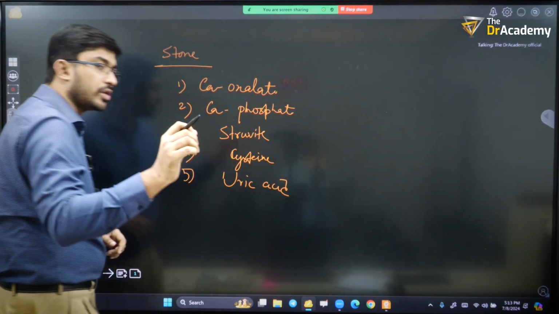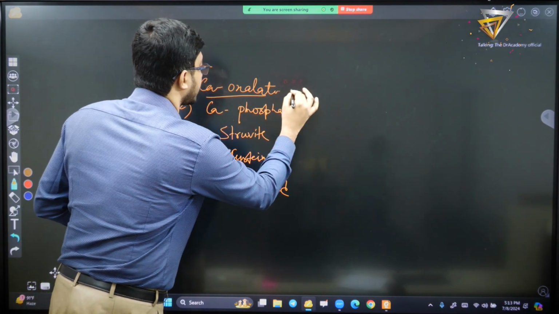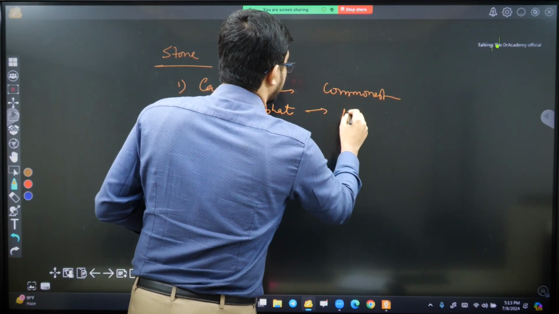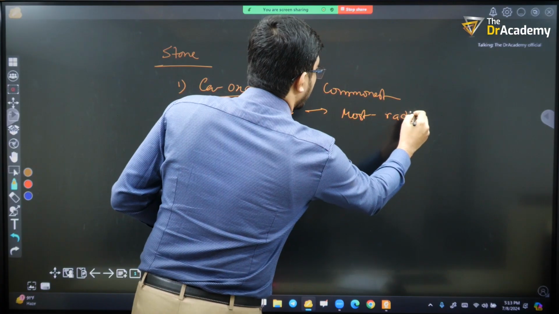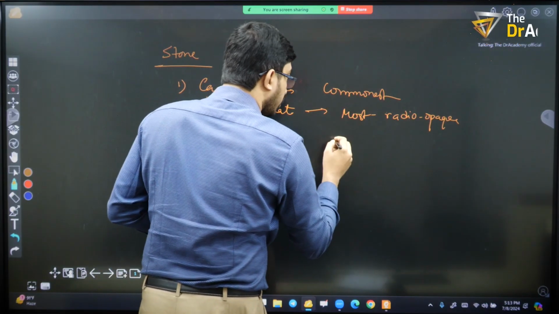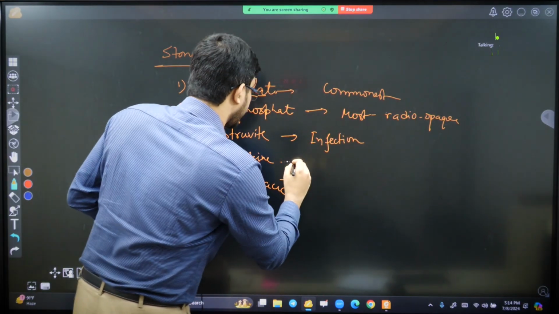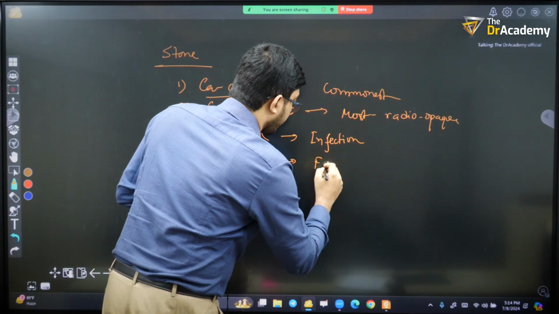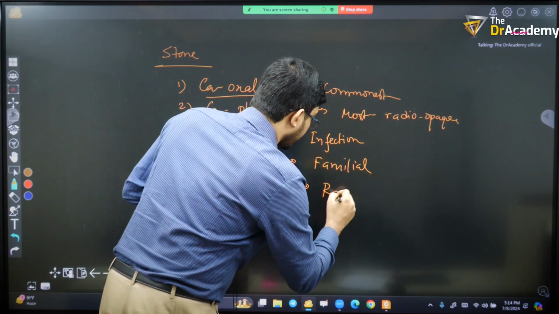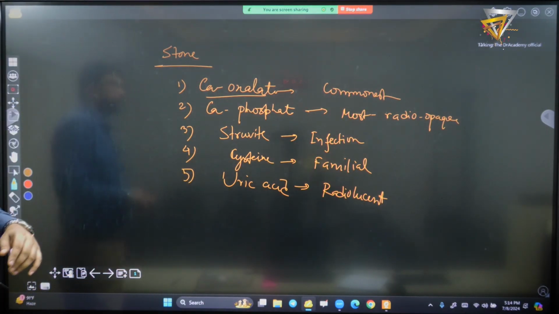And just to know a few words about each of these stones, we have all read it during our Part A examination. Calcium oxalate is the commonest. Calcium phosphate is the most radio-opaque. Struvite, also called staghorn calculus, is related with the infection. Cystine stone occurs in family, right? Familial predisposition, and uric acid is radiolucent. So you must have to know these 5 stones with these 5 criteria.